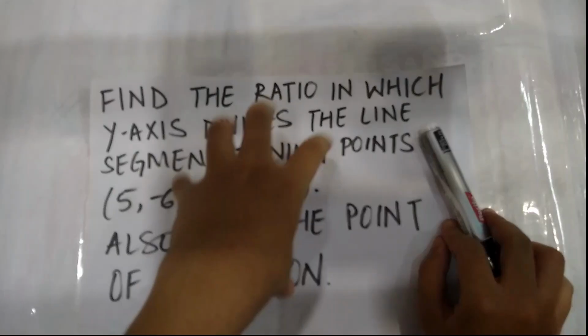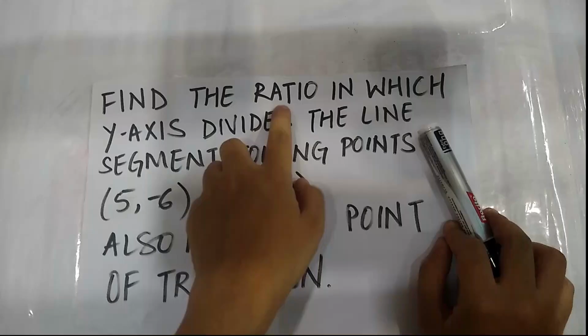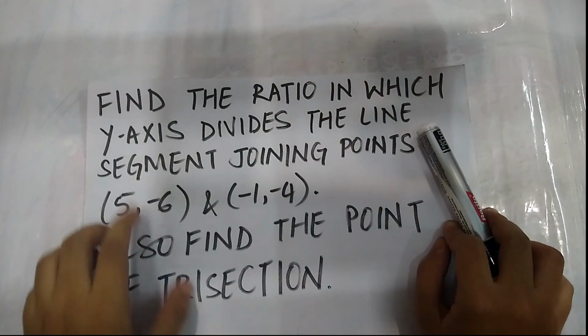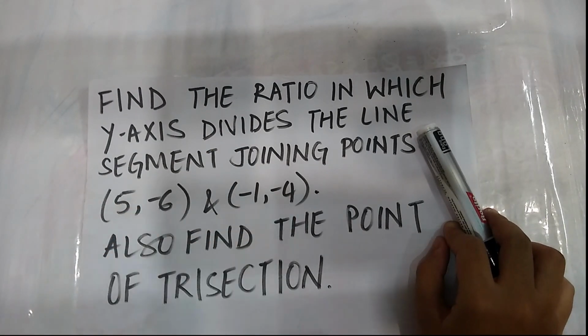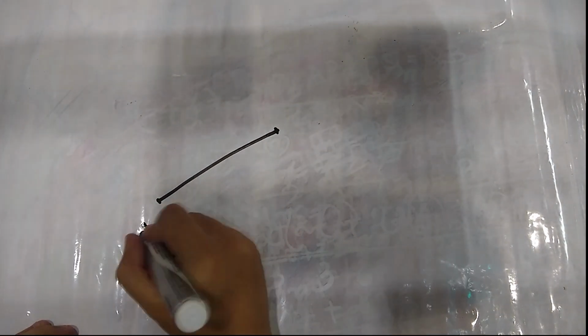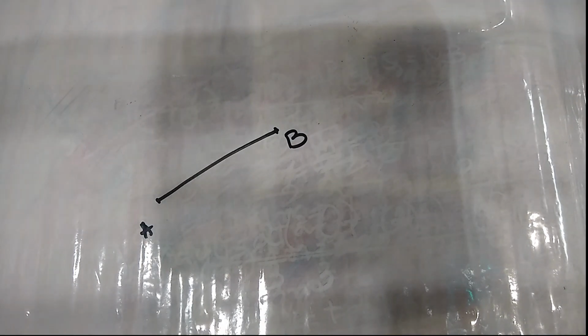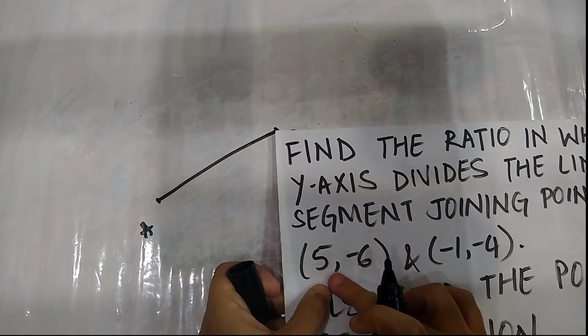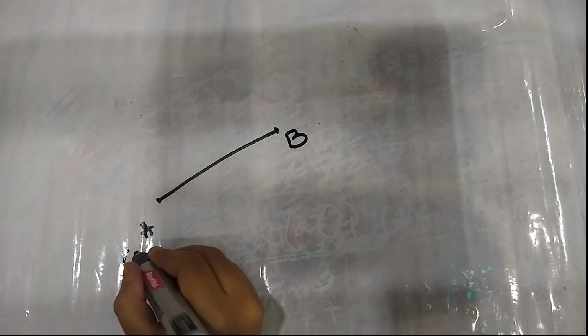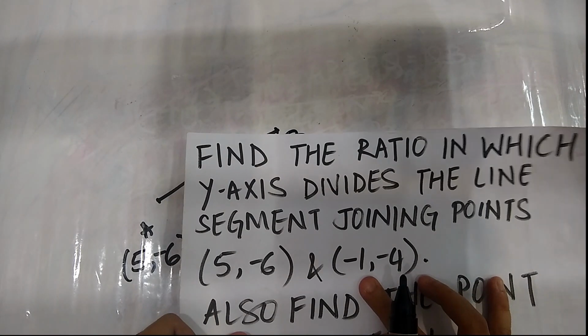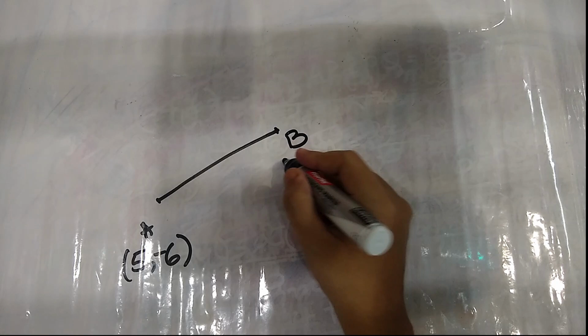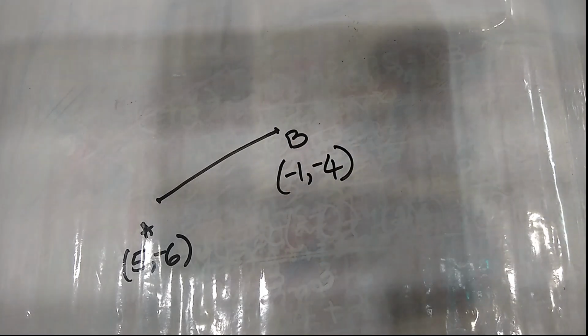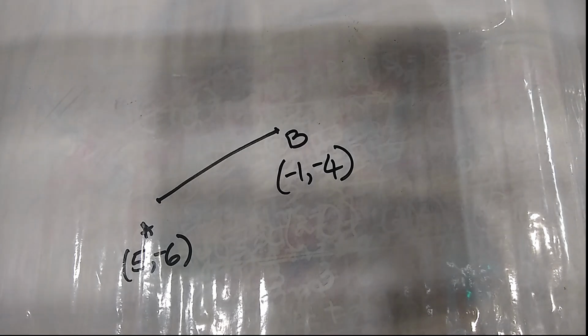Now let us make you understand this question. What we have to find is the ratio, right? And what they are telling is that the y-axis divides the line with these two coordinates. So we have a line segment, again, you can write that as A comma B. A has the coordinates 5 comma minus 6, so let us just write that down. And B has coordinates minus 1 comma minus 4.